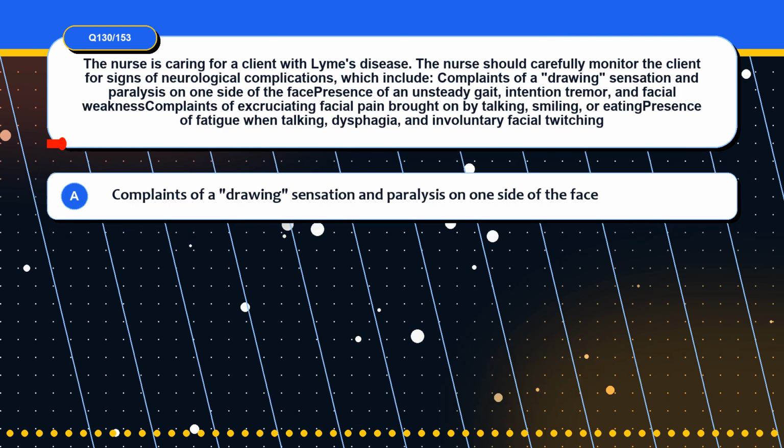Question 130. The nurse is caring for a client with Lyme's disease. The nurse should carefully monitor the client for signs of neurological complications, which include complaints of a drawing sensation and paralysis on one side of the face, presence of an unsteady gait, intention tremor, and facial weakness, complaints of excruciating facial pain brought on by talking, smiling, or eating, presence of fatigue when talking, dysphagia, and involuntary facial twitching. Here are the options. Option A. Complaints of a drawing sensation and paralysis on one side of the face.